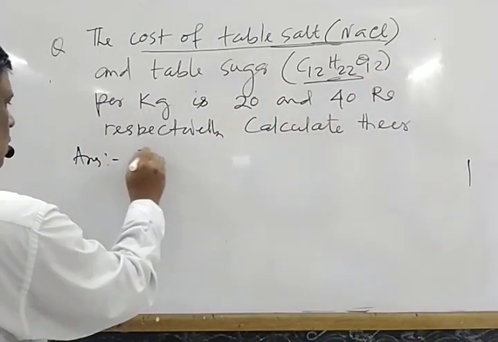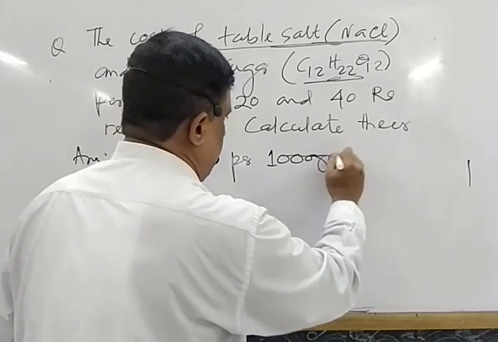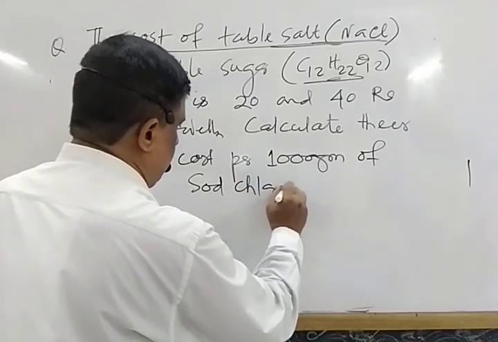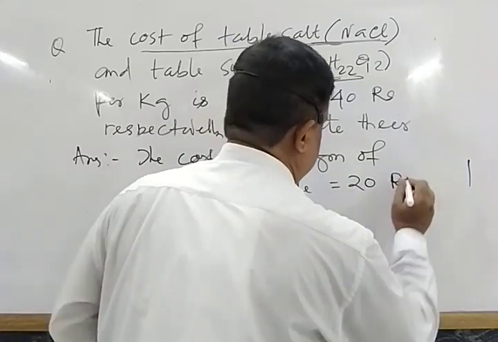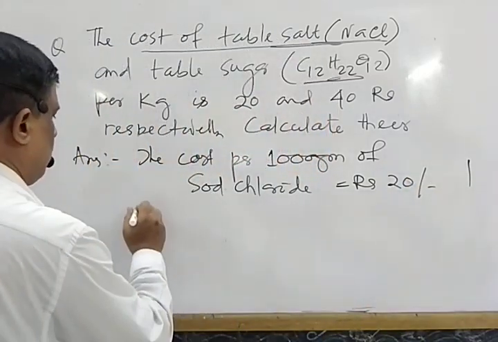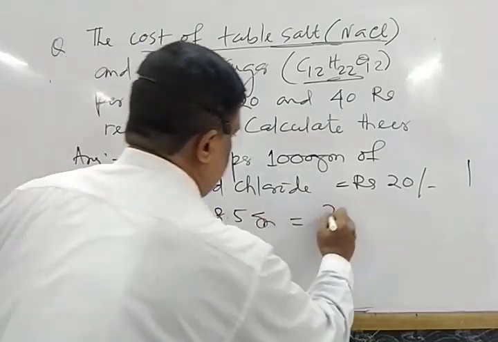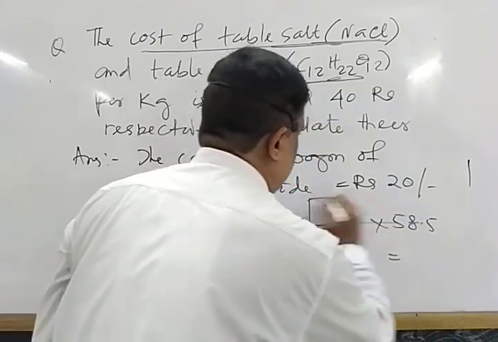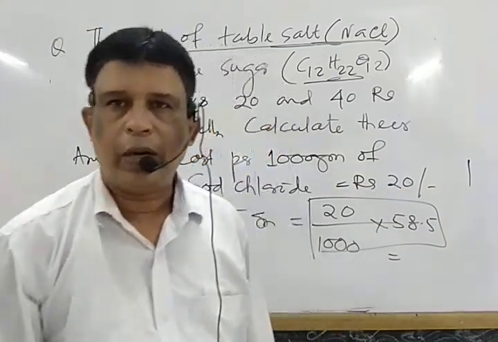Answer. The cost for 1000 gram of sodium chloride is equivalent to 20 rupees, that means Rs 20. Then for 58.5 gram is equal to 20 by 1000 into 58.5. Solve this one. The amount of rupees can be transferred to pies. 1 rupee is equal to 100 pies.